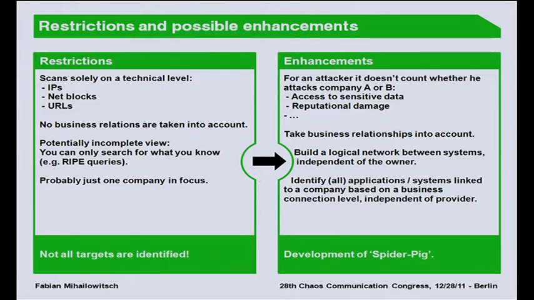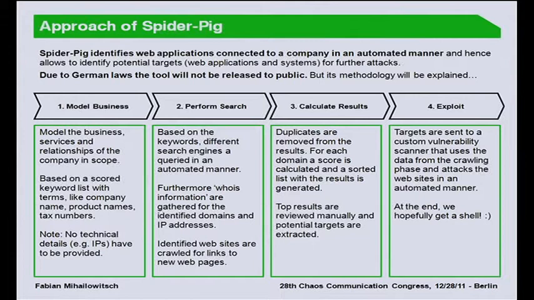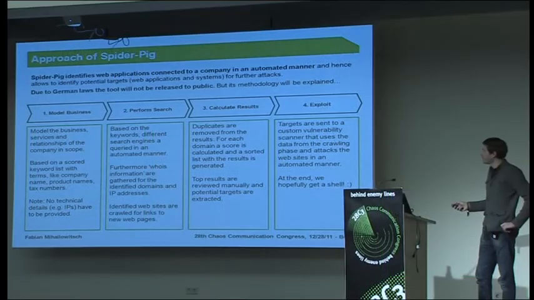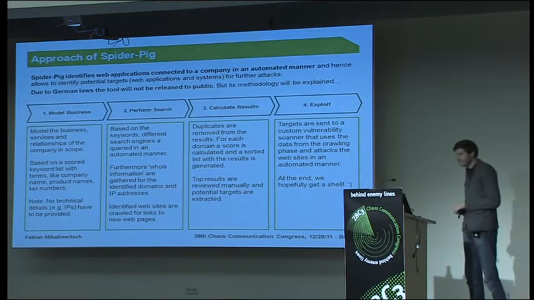And therefore, we developed a tool we call SpiderPick, and that's what the talk is about. I want to show you what could be an approach of going new ways. SpiderPick tries to identify web applications in an automated manner, and tries to do that on a business level, not just on a keyword level. We structured it in 4 steps. In the first step, you model the business, then you perform certain search queries, you calculate and rank results, and at the end you exploit them.